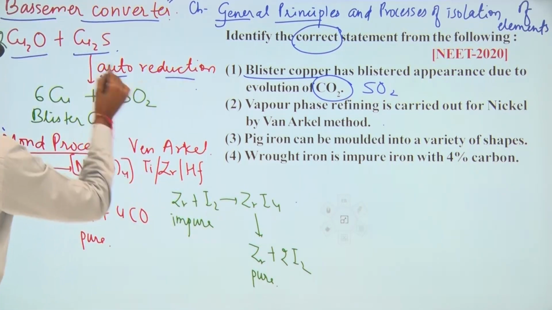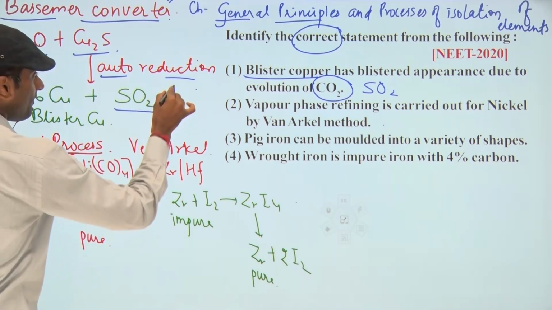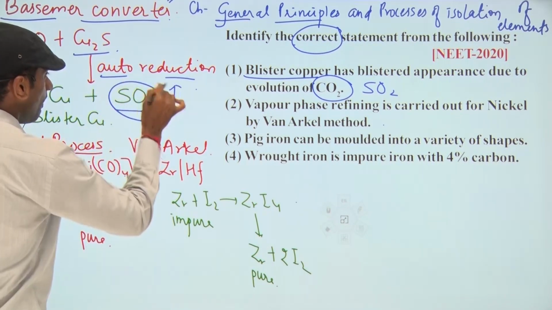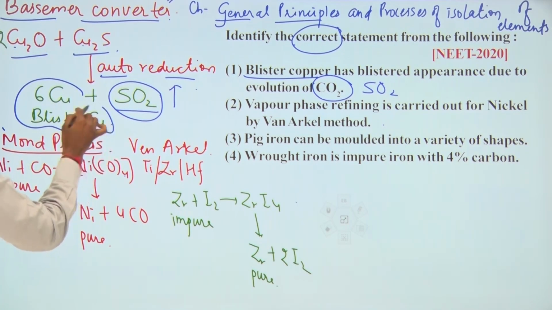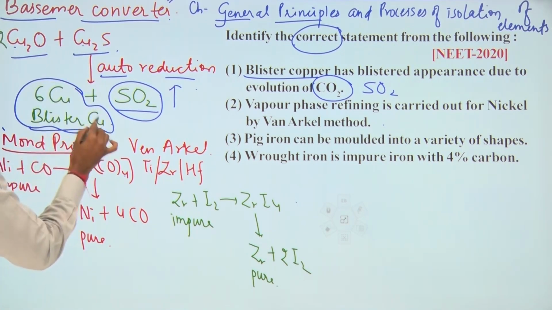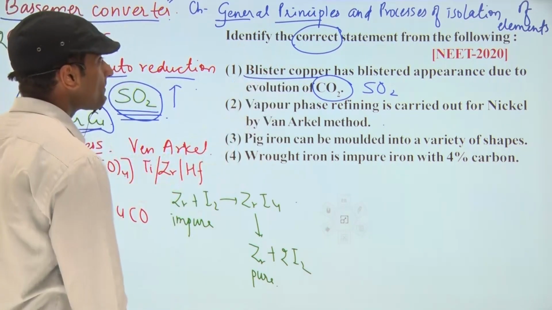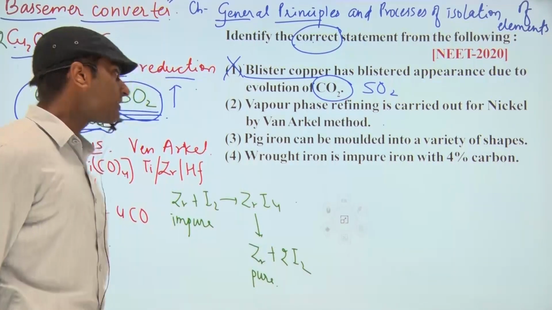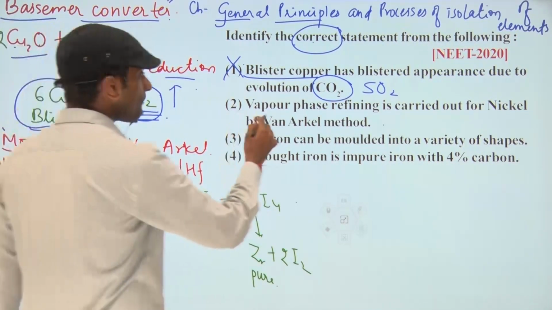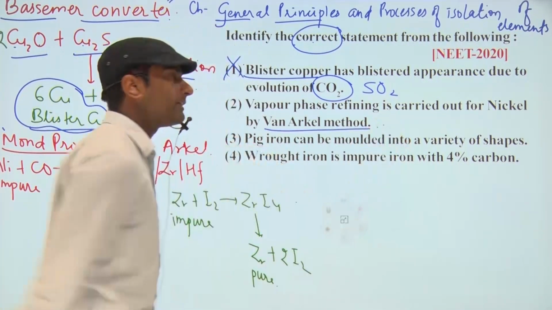So you can see that sulfur is combining with the oxygen to form sulfur dioxide. This is evolved, got it? And we are getting here the copper, reduced copper. This is the blister copper, and the blister appearance is due to evolution of sulfur dioxide, not carbon dioxide. So this is going to be a wrong statement. We want here the correct. So cross it. Next, vapor phase refining is carried out for nickel by Van Arkel method.